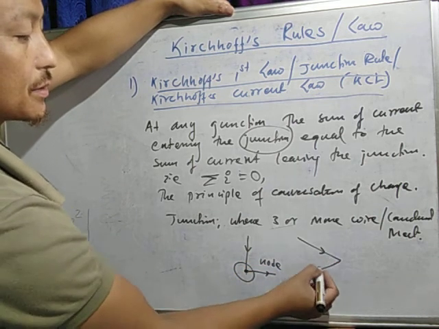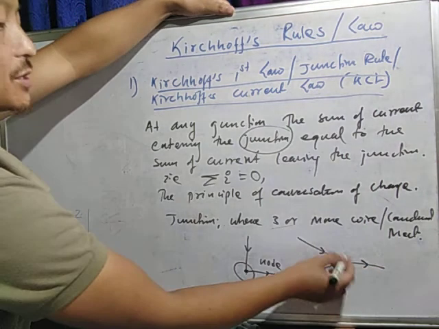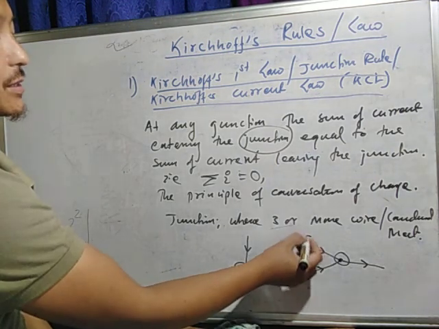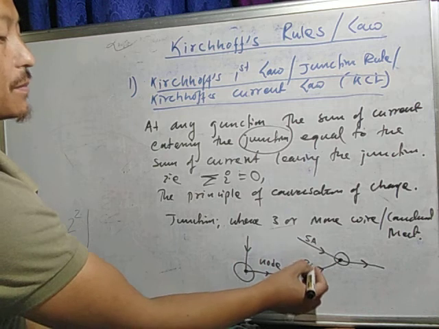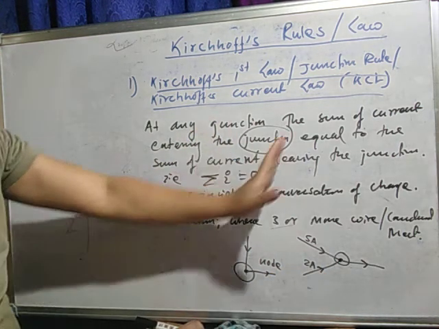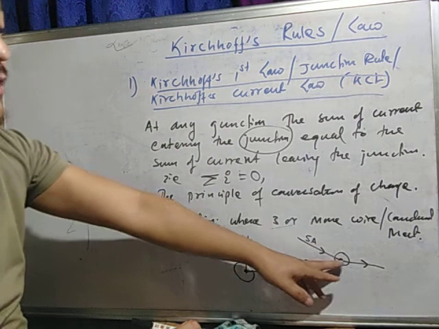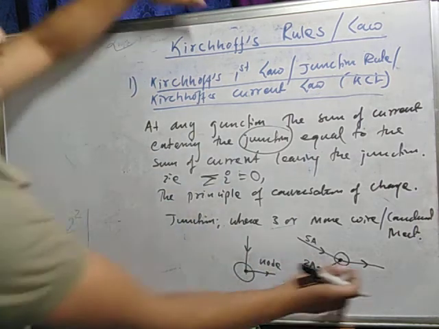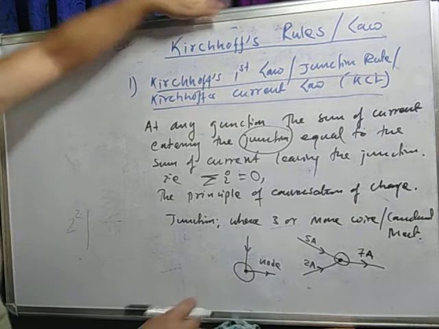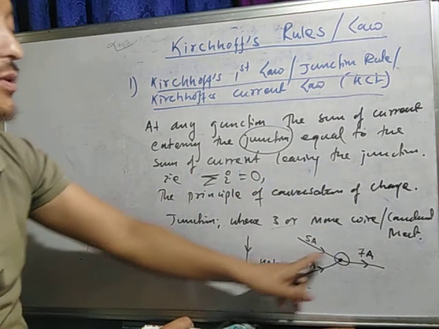See, 3 lines are there. So this point is your junction. This point is what? Junction. Clear? If I say this is 5 ampere and this is 2 ampere, then this rule says that the sum of current entering the junction is 2 plus 5, 7. Now what should be the current here? That should be 7. Why? Because it equals the sum of the current leaving the junction. Clear? So these two add up and that much goes out.